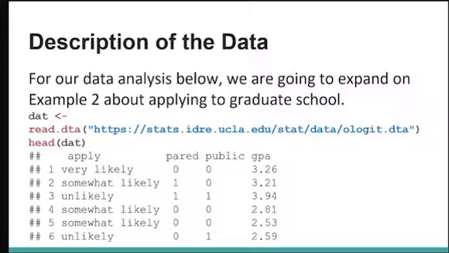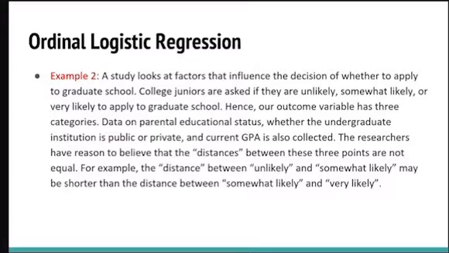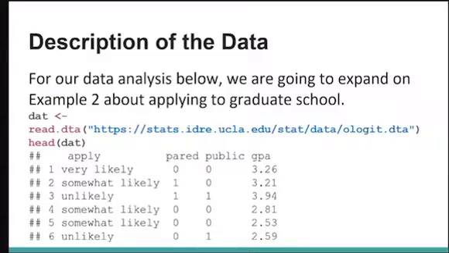PARED, of course, represents the education of the parents. That is our parental education status. Because at times, whether parents actually applied to graduate school before may influence the decision of their children to also apply to graduate school or not. Then public is also categorical. Public means whether they attend public or private school.